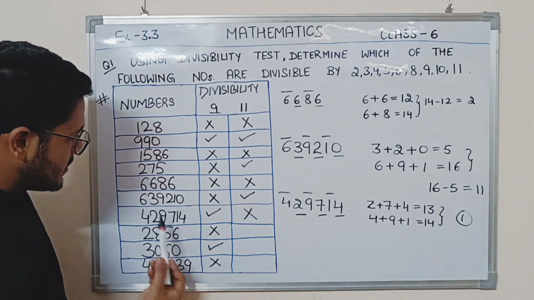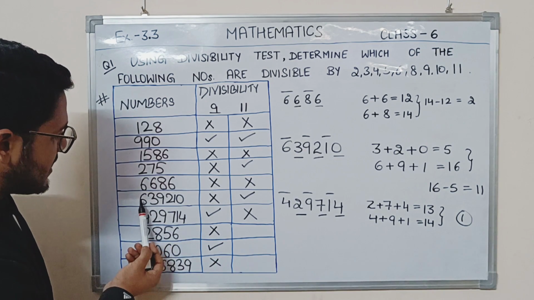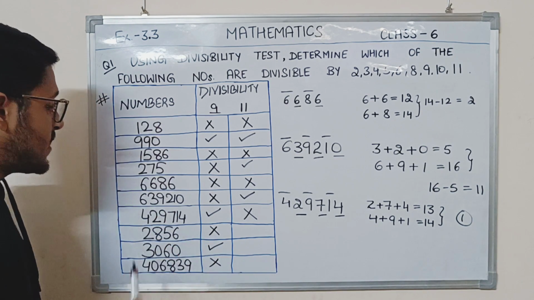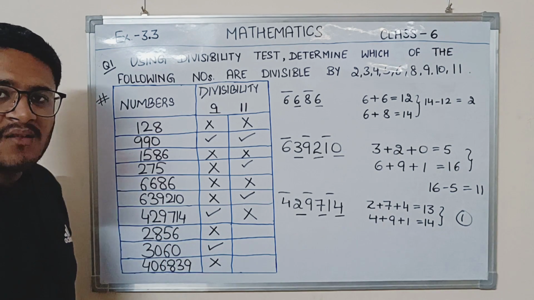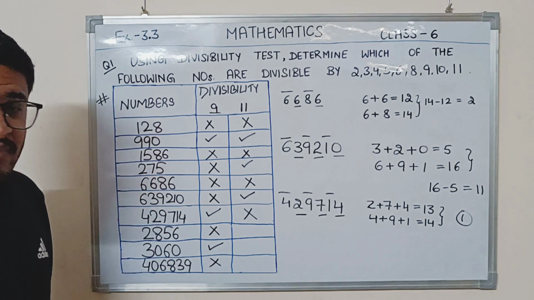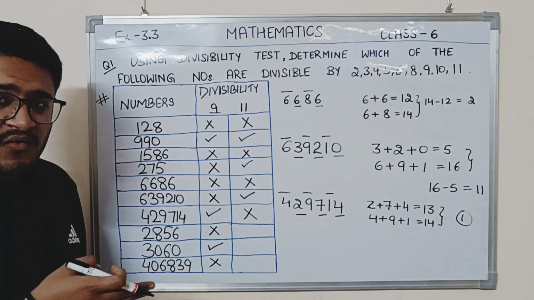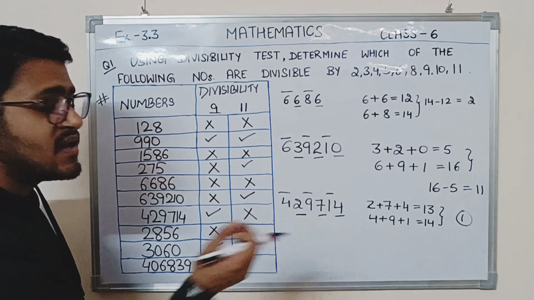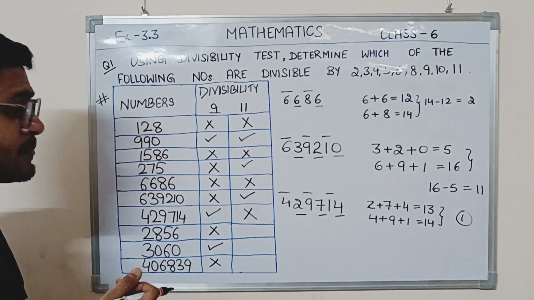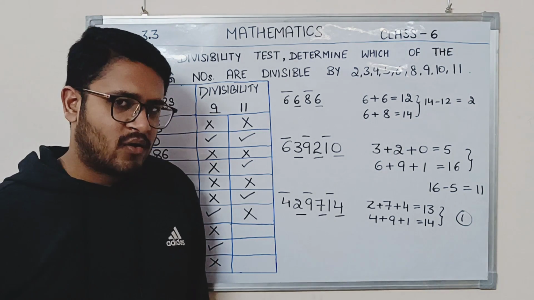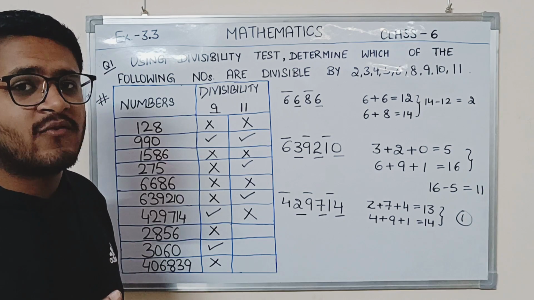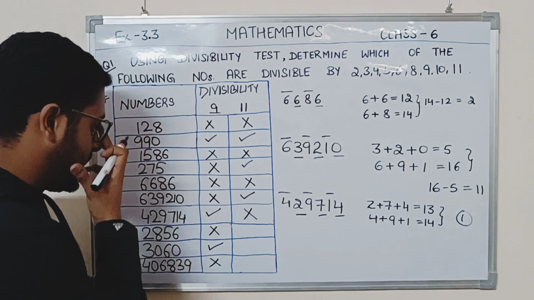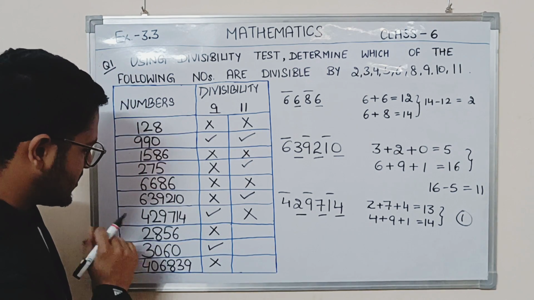So, did you see such big figures like 6,39,210 or 4,29,714? Instead of doing the big division, we just did it like the divisibility test and we easily found out whether the number is divisible by 11 or not, right? So this is the benefit of using the divisibility test, right? Okay, so let's quickly move to the other example.